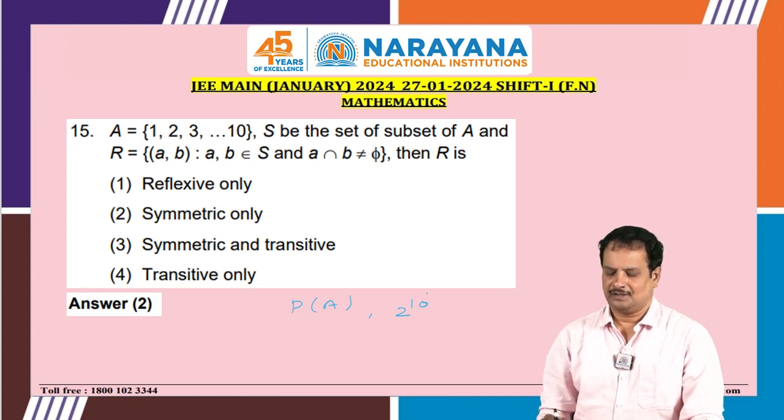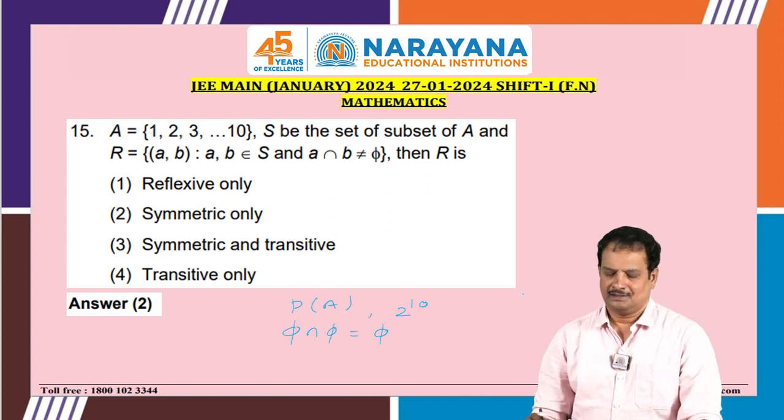Out of these 2 power 10 elements, A and B can be anything. But if you want to verify the reflexive property, you take, for example, the null set. The null set is a subset of every set, and every set is a subset of itself. So here, we can take the null set. If it is reflexive, then the intersection of these two should not be a null set. But that is wrong. The intersection of these two is a null set. So this element which belongs to S does not have the same image. That implies it is not reflexive.